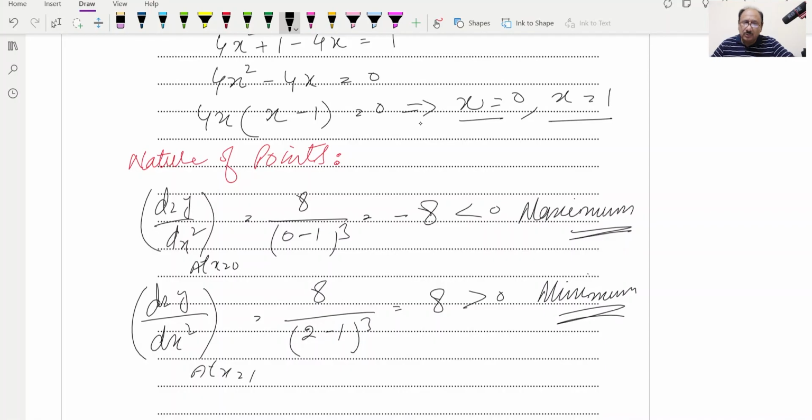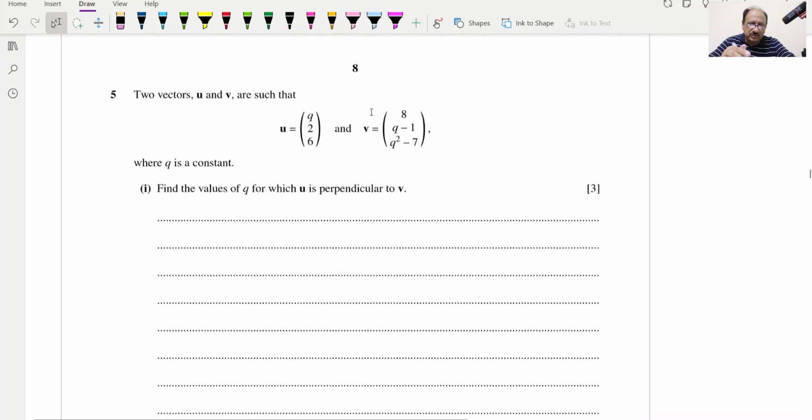Minimum. So this is done. Now we can move to the next question. Next question says two vectors u and v are such that u is this one and v is this one, where q is constant. Find the value of q for which u is perpendicular to v. This is important information which we will be using.